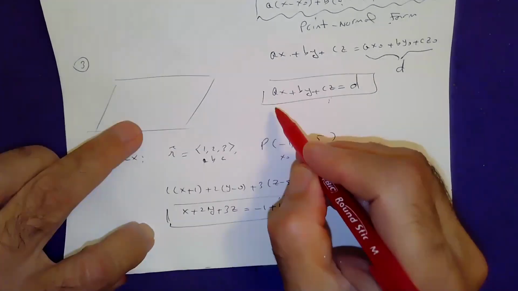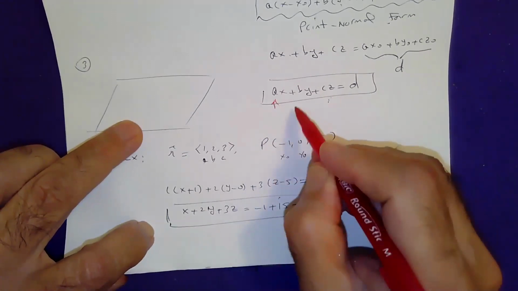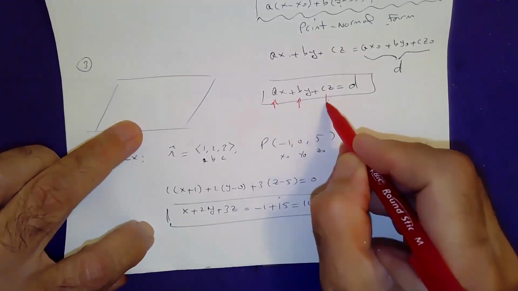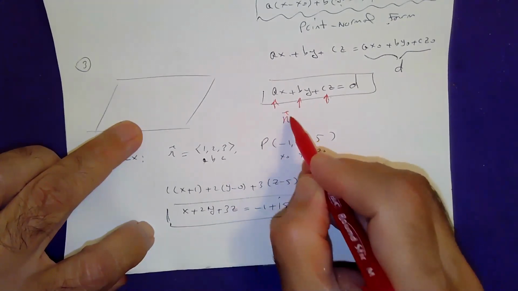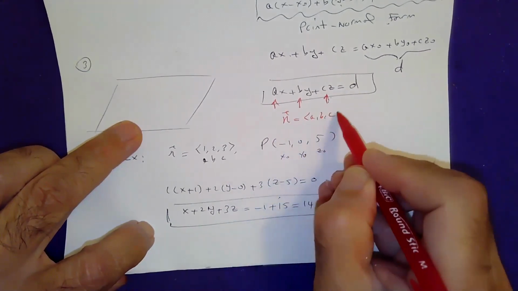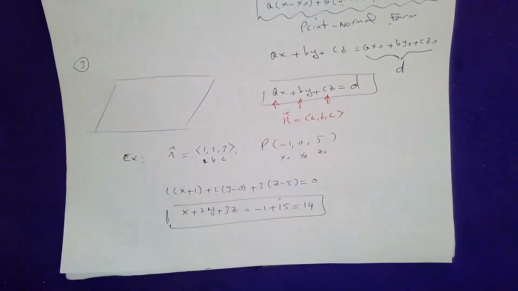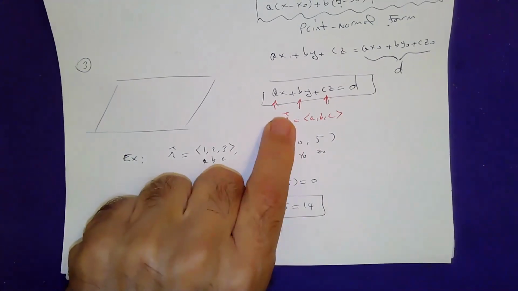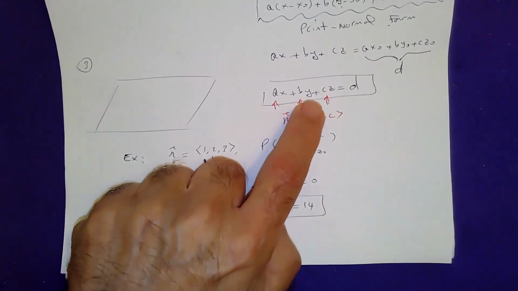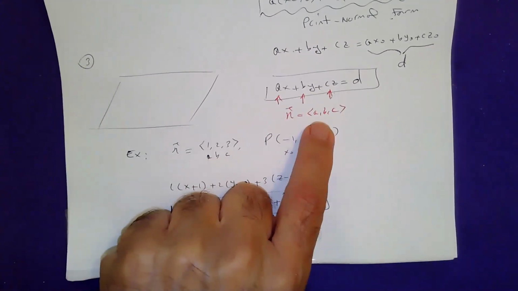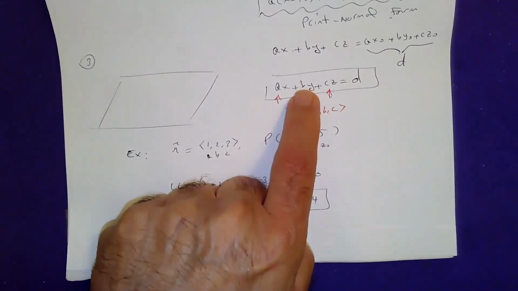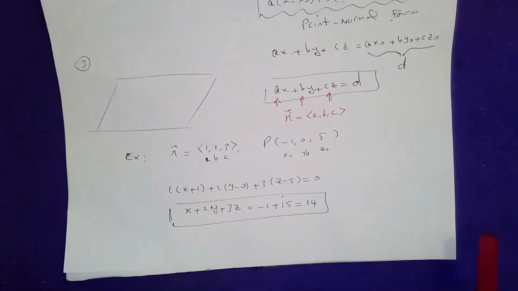The coefficient of x and y and z happens to be what? The components of the normal vector. So pay attention to the coefficients of x and y and z, because they happen to be the components of the normal vector to the plane. So why do I care?